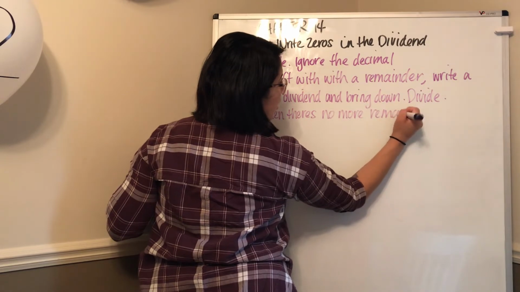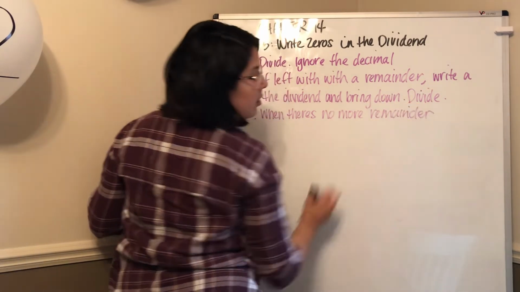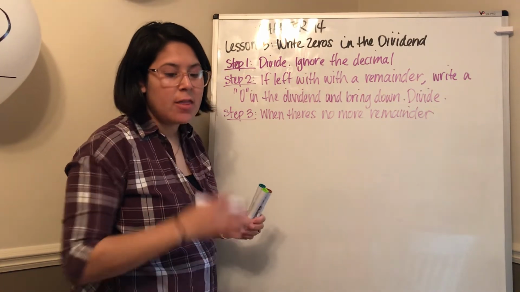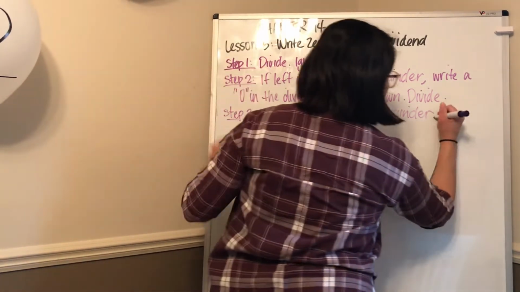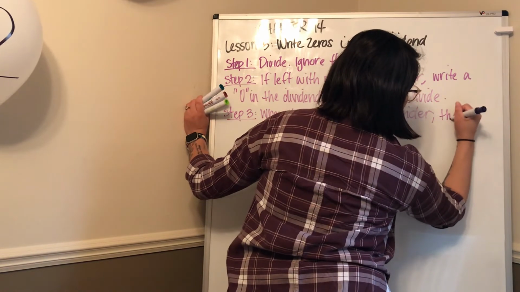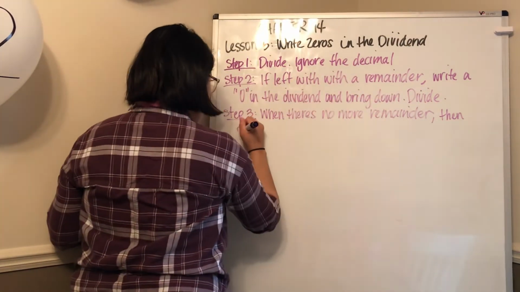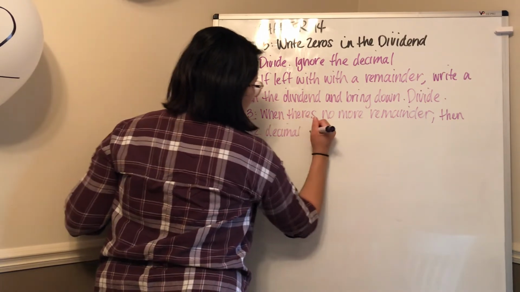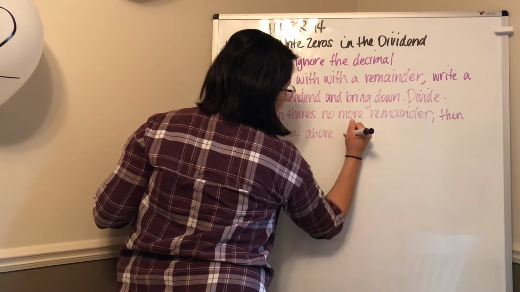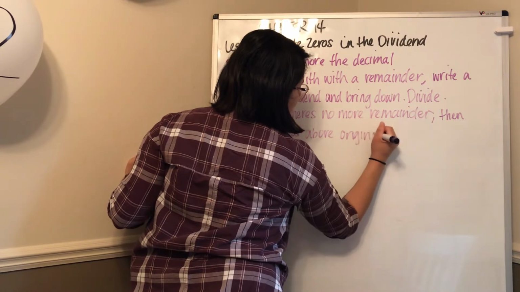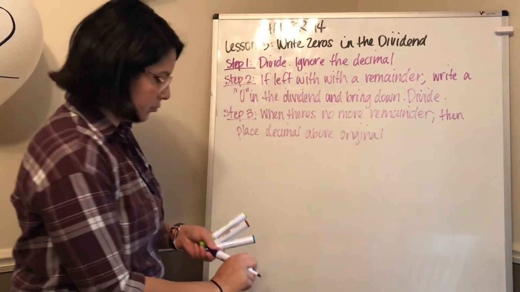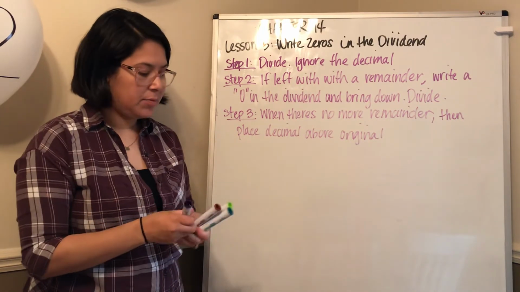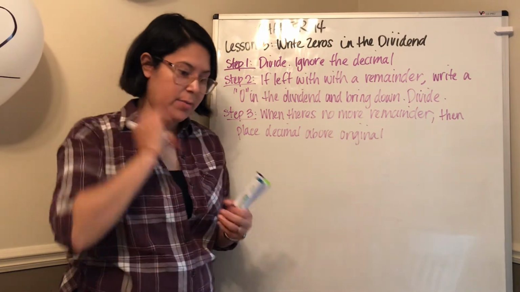Hopefully you can see this pen. I always write with it and then you can't really see it very well. When there's no more remainder, then you place your decimal above the original. Okay, so I'm going to do a small example on the bottom here, because I really want to keep these notes so you can see what I'm talking about.